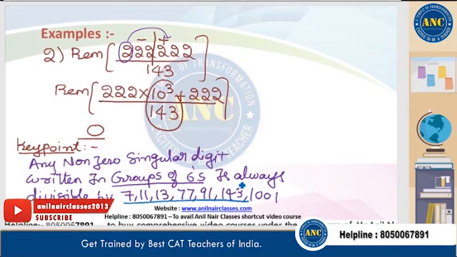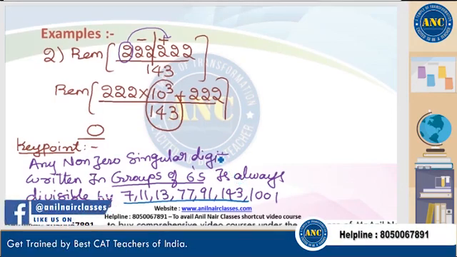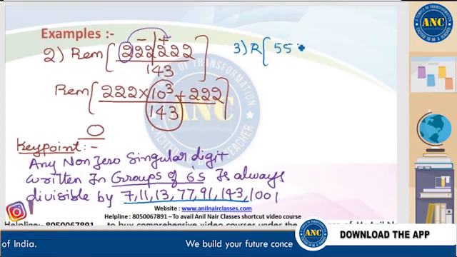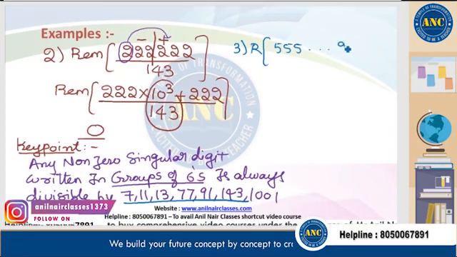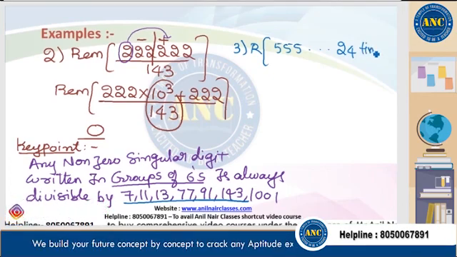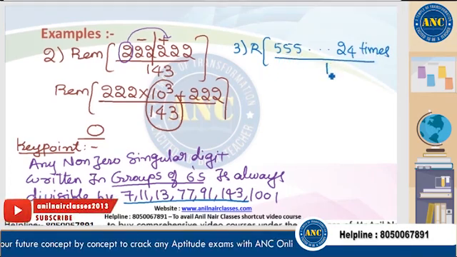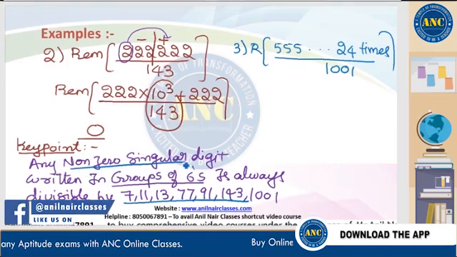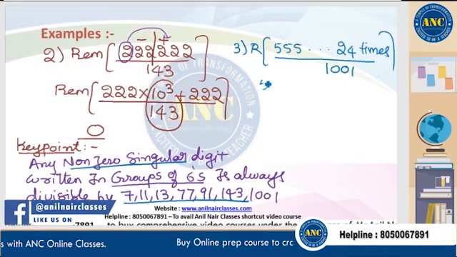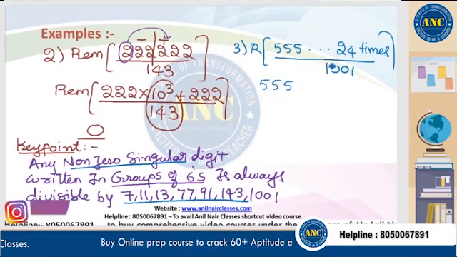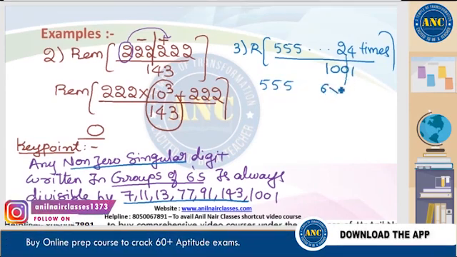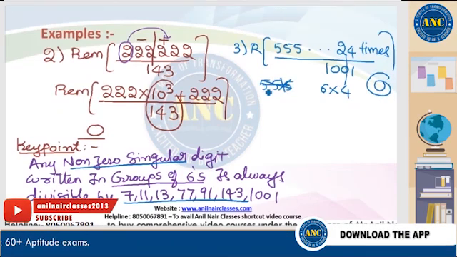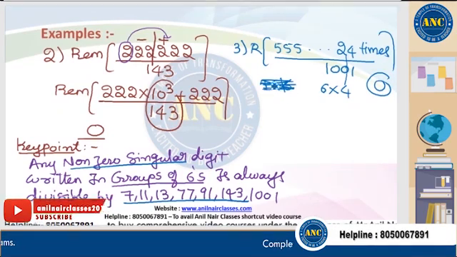Point number 2: any non-zero singular digit. Suppose, third example, 55555 written 24 times, divided by 1001. Any non-zero singular digit written in groups of 6 should be in a group of 6. 24 is a multiple of 6, so the answer is directly 0. No need to write it out. The answer is directly 0.